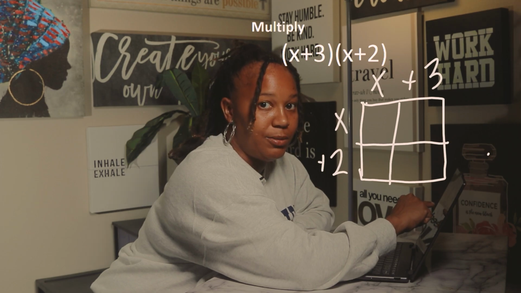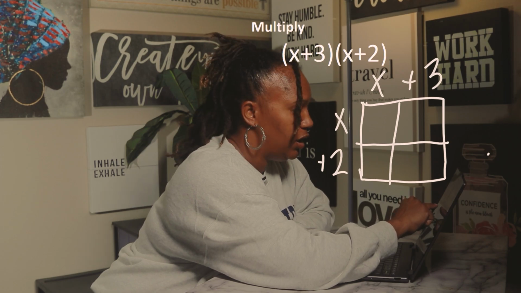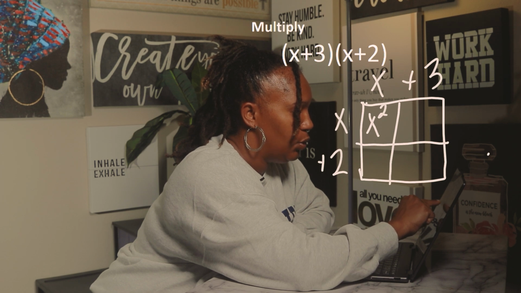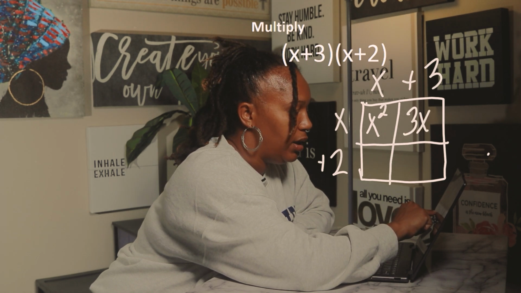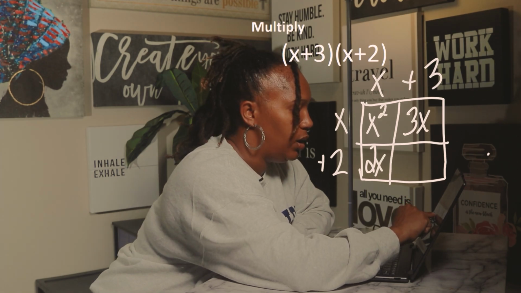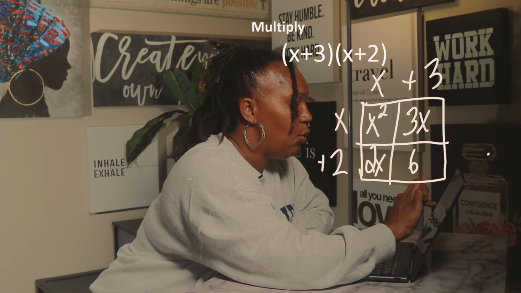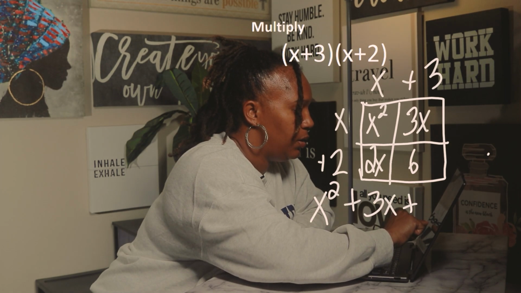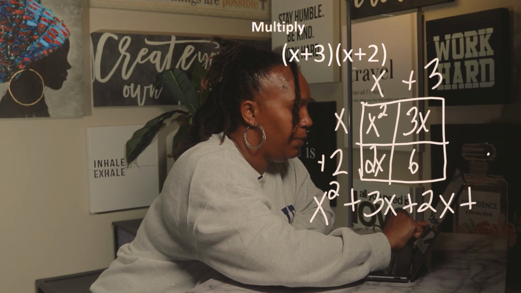That's x to the first times x to the first, which means you add those exponents. That's x squared. I'm going to multiply x and 3 here. That's 3x. Here I'm going to multiply 2 and x, which is 2x. And here I'm going to multiply 2 and 3, which is 6. And so what that ends up giving me is x squared plus 3x plus 2x plus 6.